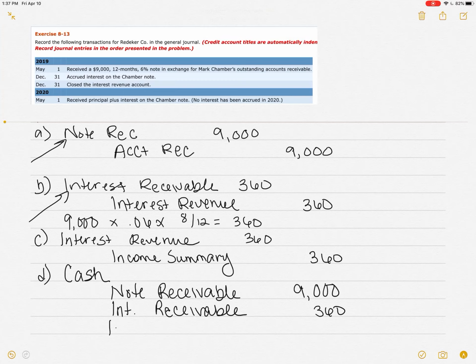And then they owe us some more interest, some interest revenue for the remainder amount from January 1st through the end of April. So I'm going to take that 9,000, multiply it by that 0.06, multiply that by 4 months, or 4/12, and that comes to 180. So then I can figure out the cash that I received just by adding up all my credits. 9,540.